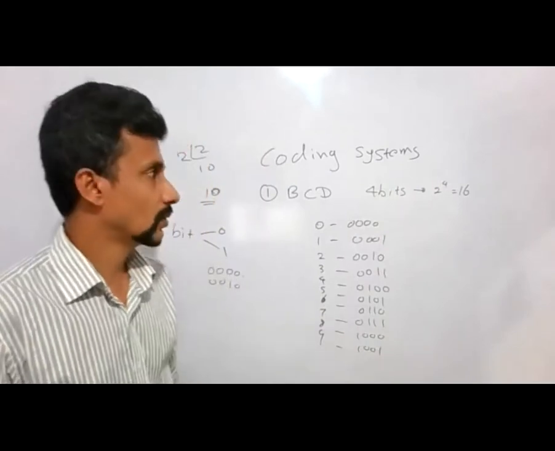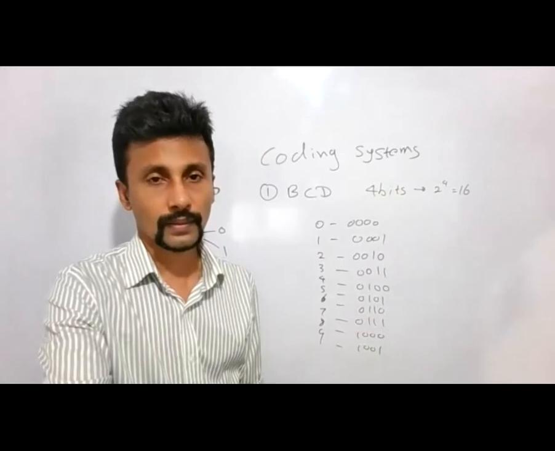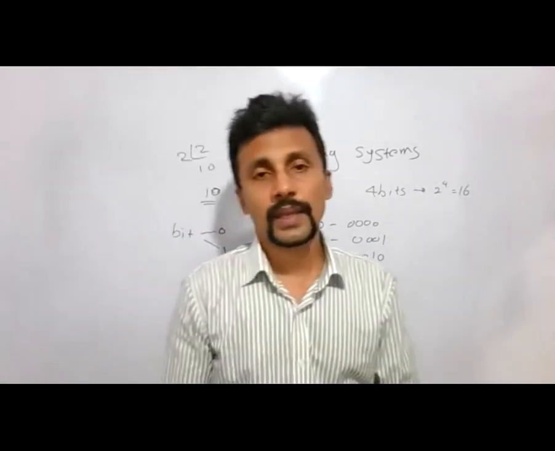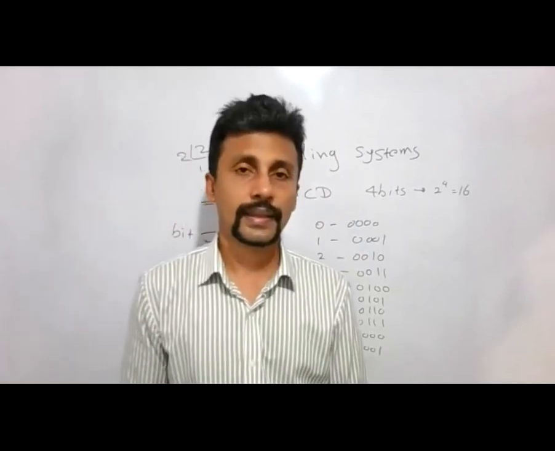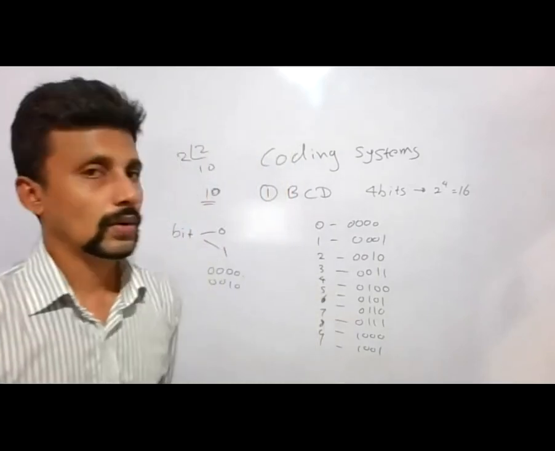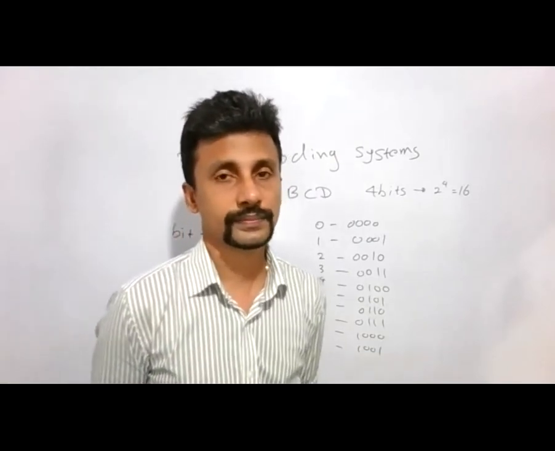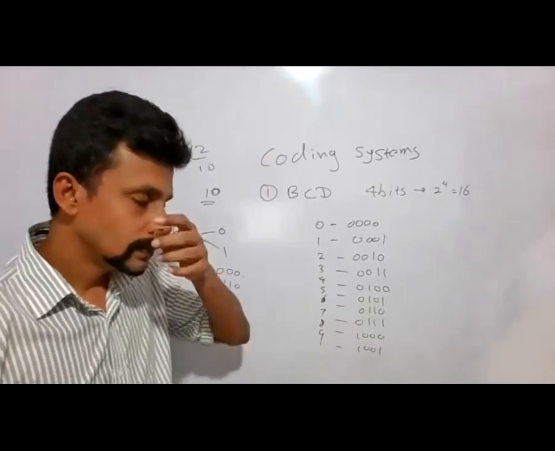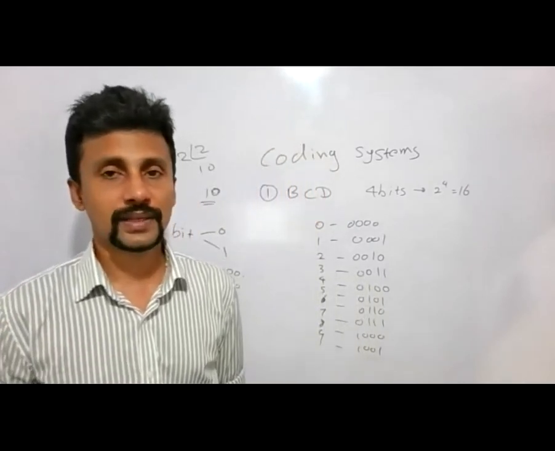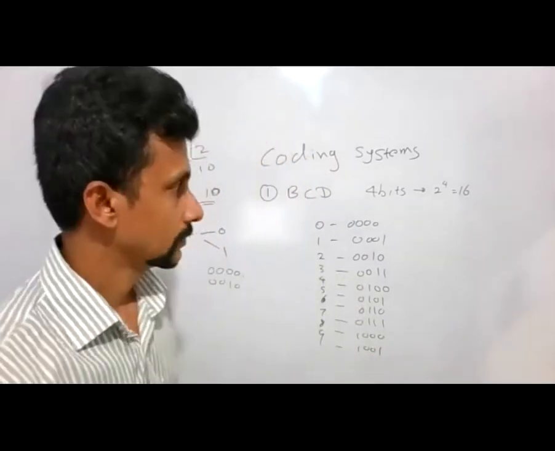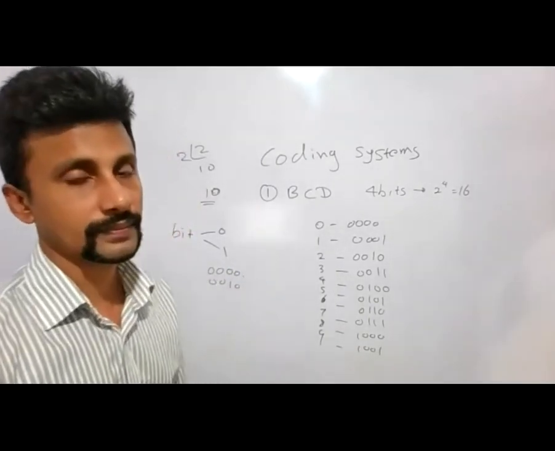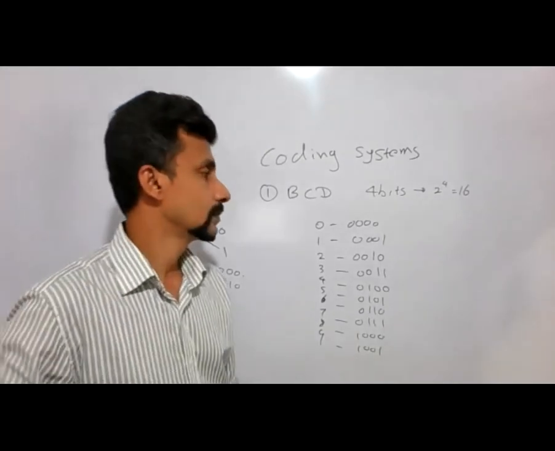Let's write it down. Write down the coding system. Topic is coding system. Under that write down: under coding system, characters are represented on computers using several standard methods. Under that, write down the first one, BCD.